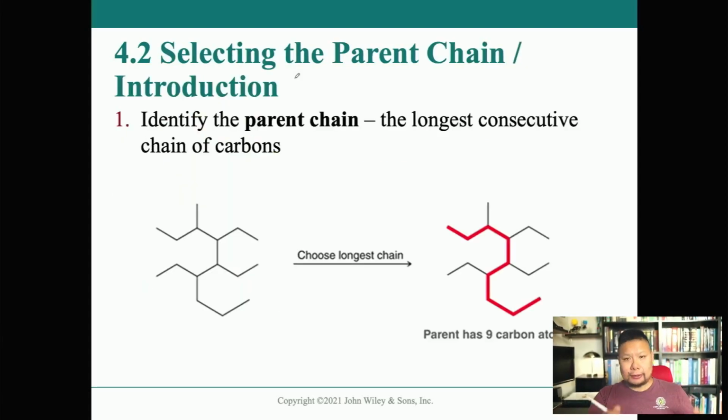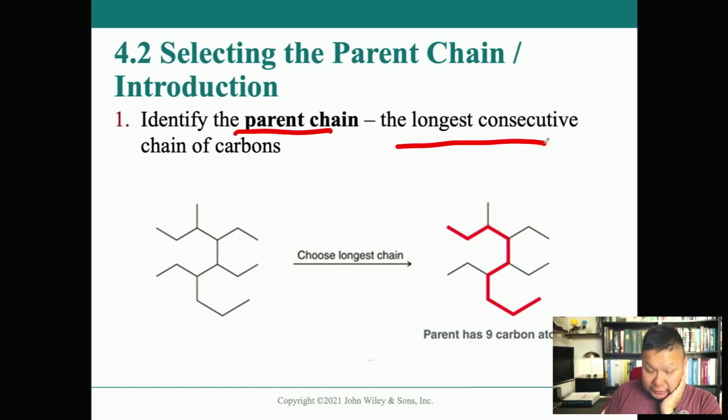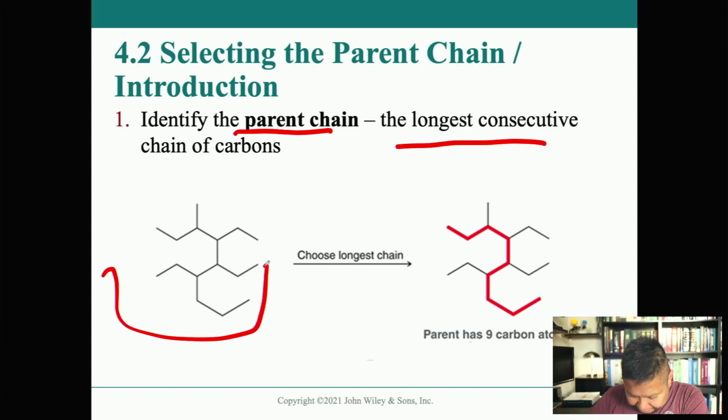So, let's start going through some rules about naming alkanes, okay? The first rule is identify the parent chain. The parent chain is the longest consecutive chain of carbons. So when you're looking at this monstrosity here, its parent chain is the longest chain, the one you see in the red line here, which is already drawn for you. You know it's the longest chain because it has 1, 2, 3, 4, 5, 6, 7, 8, 9 carbons.